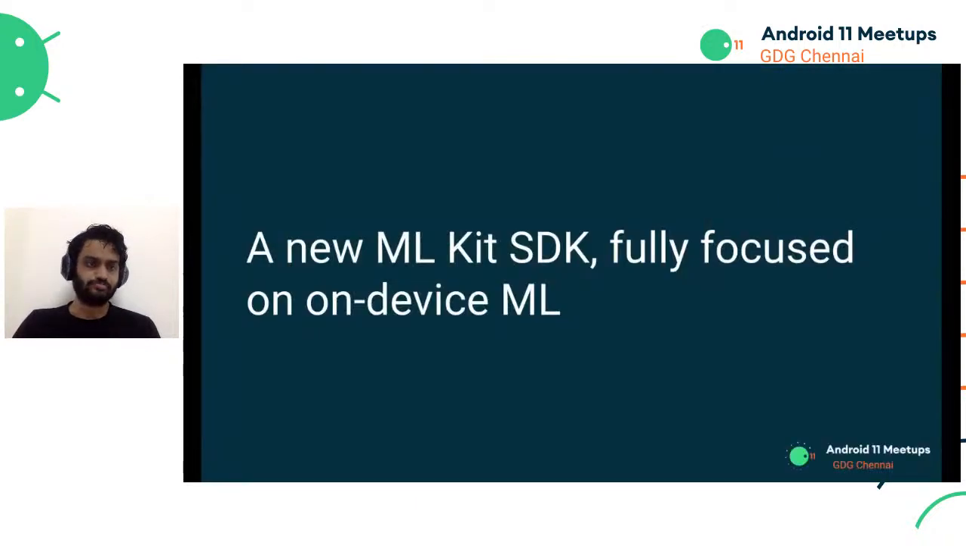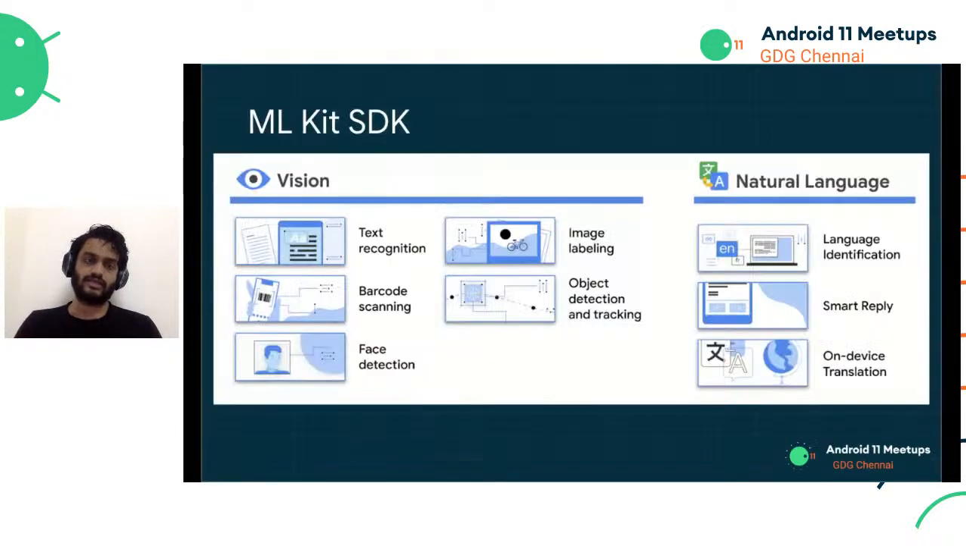A new ML Kit was announced. This SDK is fully focused on on-device machine learning. So what is on-device machine learning? So far, machine learning was possible, but it was using a cloud service, and on-device machine learning was very restricted to certain areas. But now with the ML Kit SDK, we can do machine learning on any of the things that you see on the screen, like text recognition, face detection, language identification. Everything happens on the device.